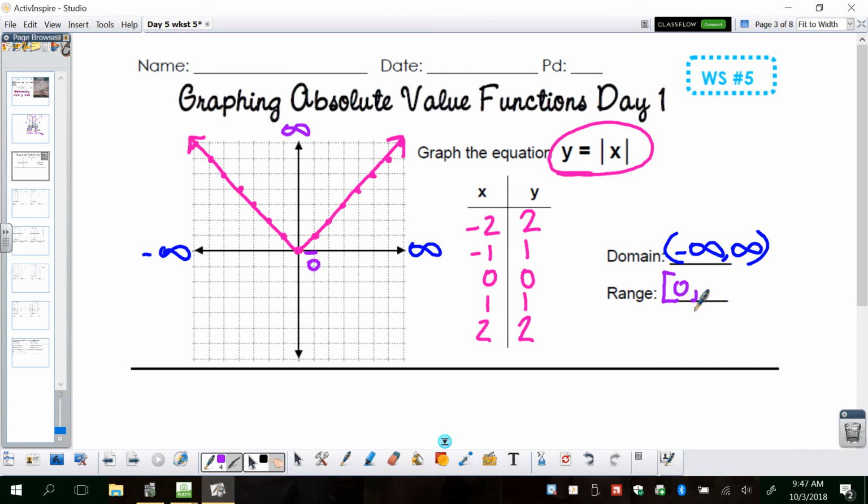One thing I do want you to realize is that domain goes from left to right, smallest to greatest, and range goes from bottom to top, lowest to highest, okay? I've seen a lot of backwards domains or backwards ranges. So make sure you're going from smallest to biggest, negative to positive, okay? Any questions about this? We really just kind of repeated what we just wrote on our paper, right?